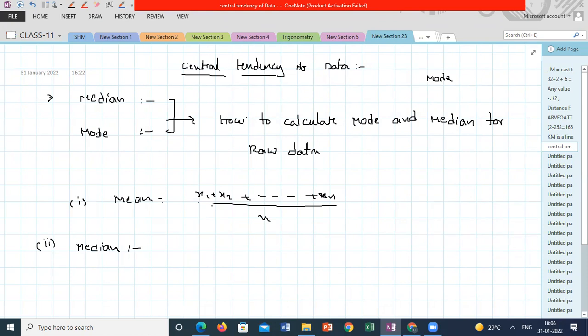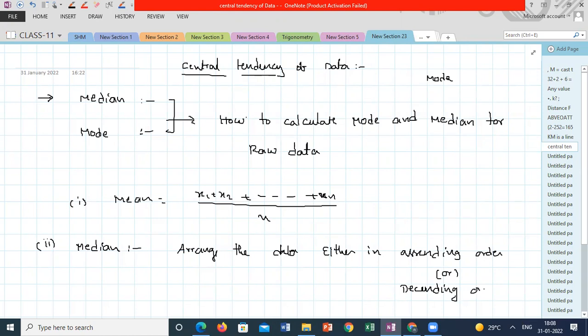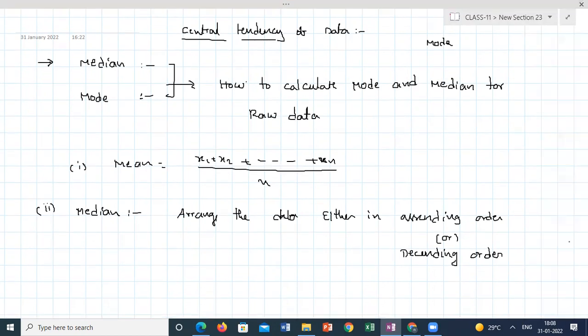See, median is simple. We have to follow some steps. Arrange the data either in ascending order or descending order. You will find this in your 9th standard or 8th standard textbook. In 10th standard it is not there.